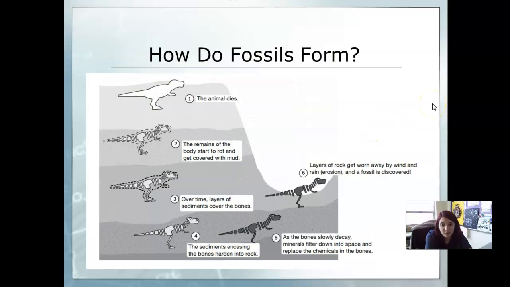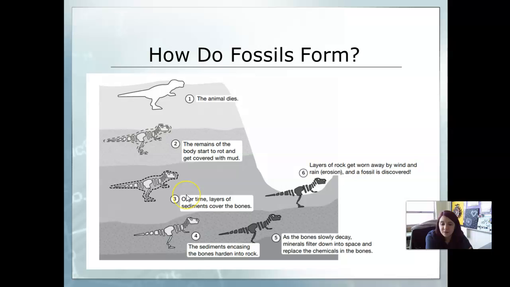How do fossils form? These are the steps it takes for a fossil to form. The first thing is the animal has to die. Then the remains of the body start to rot and get covered with mud. Notice how the animal is on top of the soil and slowly making its way down, because remember, sediments and things start piling on top of it and get covered. So at this point, the remains are already rotting, but they're also getting covered with mud.